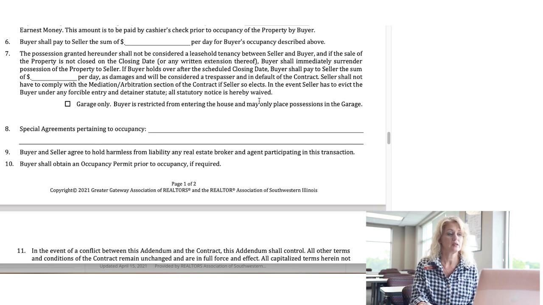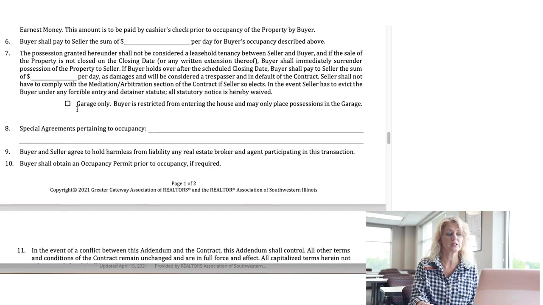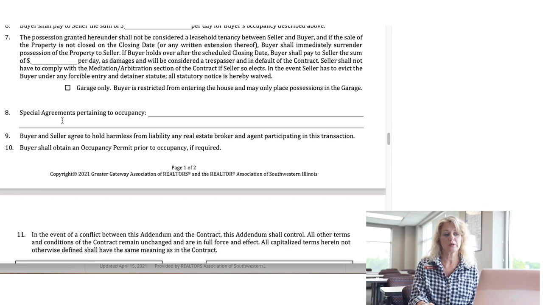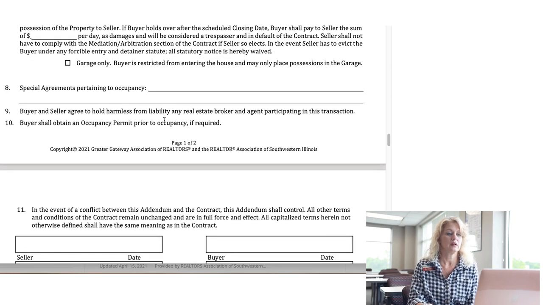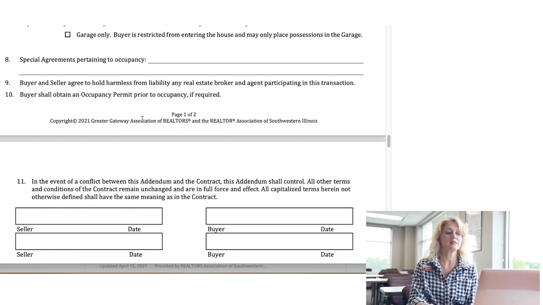There is the opportunity for the buyer to just have possession of the garage. That's when this box would be marked. There are also special agreements pertaining to occupancy. That would be terms the buyer and seller would identify. Again, you're not an attorney. Do not add any verbiage without being at the discretion of your client and the direction of your client.